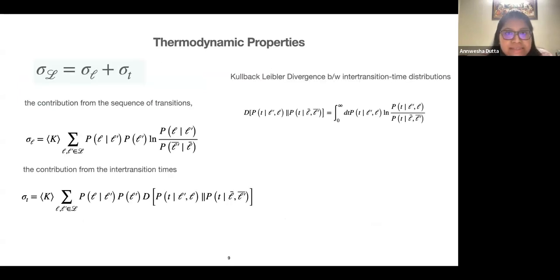Now, from these quantities, using the conditional probabilities, we can see that the visible entropy production rate has two contributions. One is sigma L and the other is sigma T. Sigma L is the contribution from the sequence of transitions, and sigma T is the contribution from the intertransition times, which has this quantity, the Kullback-Leibler divergence between the intertransition times.